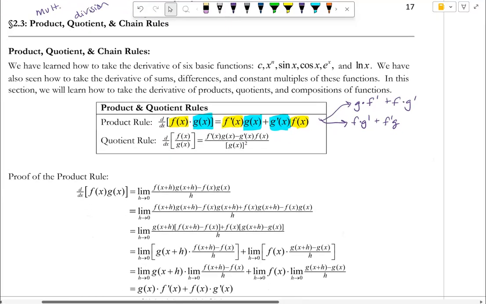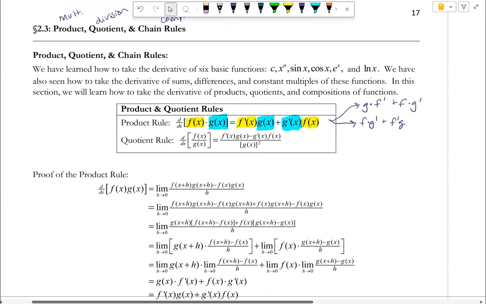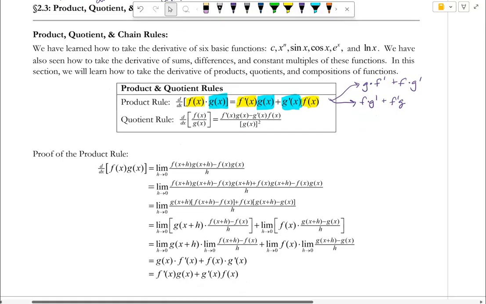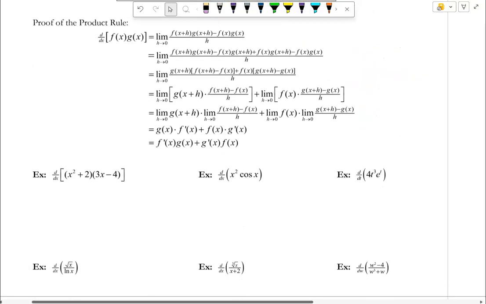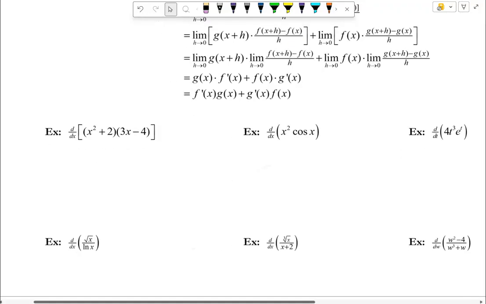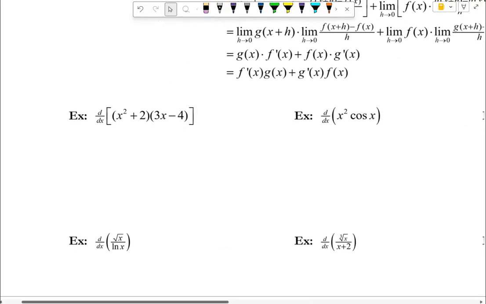Okay, so we're going to pause on the quotient rule for a second, and I'm going to come back in another video to go over the proof of the product rule, but let's just come down to this first row of examples. In this first example, we are taking the derivative of the quantity x squared plus 2, or the sum x squared plus 2, and 3x minus 4. I could think of that as a product of two different functions. My first function is x squared plus 2, and my second function is 3x minus 4.